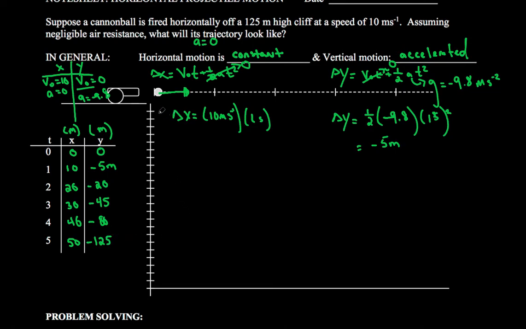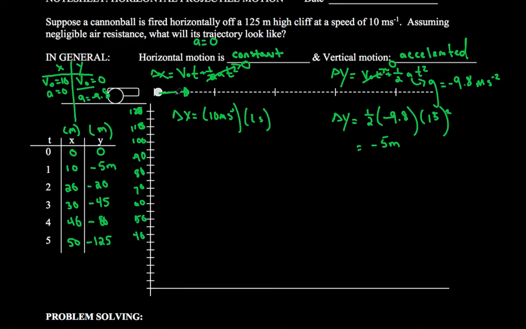So if this object starts off, I could scale this so that every dash is 5 meters. Actually, let's go: this is 120, 110, this is 100. I'm going to skip a few here. Actually, here 90, 80, 70, 60, 50, 40, and so on and so forth.